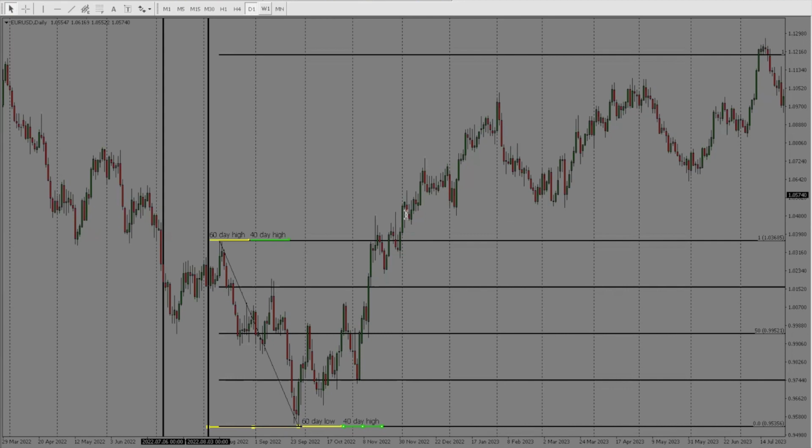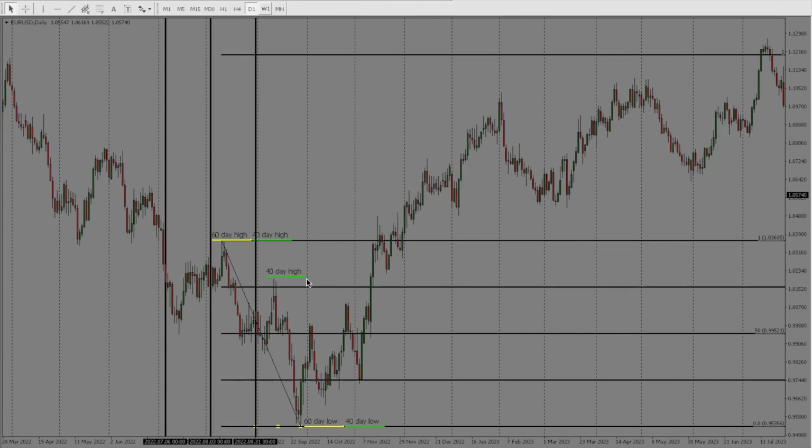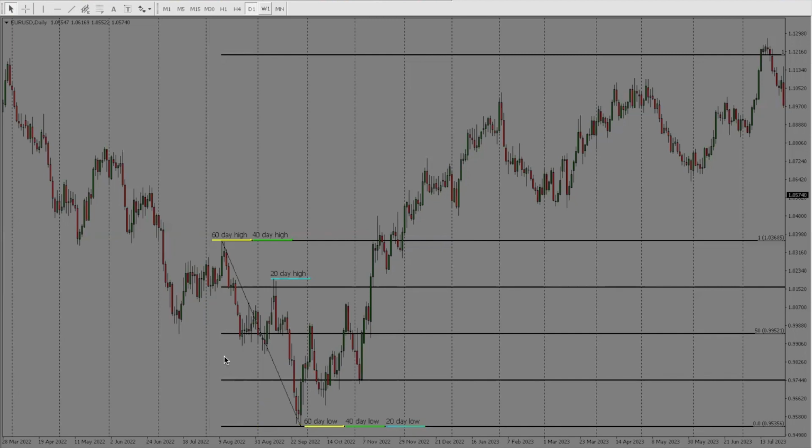Now let's do the 20-day. So we finally get one that changes. So right here is going to be our 20-day high. I'll just make that one blue. Now our 20-day low is going to be the same. So I want you to pay attention to things like that in price. Now we have the same 20, 40, 60-day low, but we do not have the same 20, 40, 60-day high.